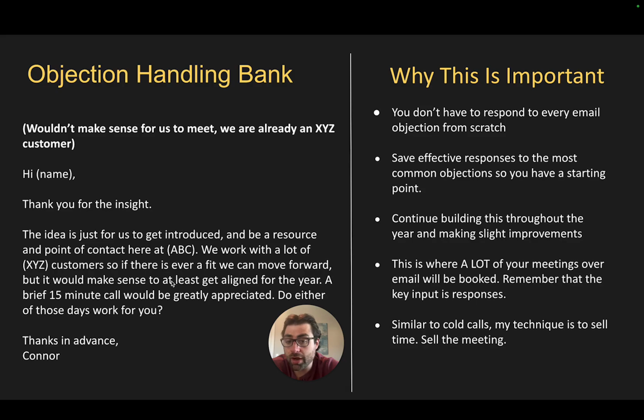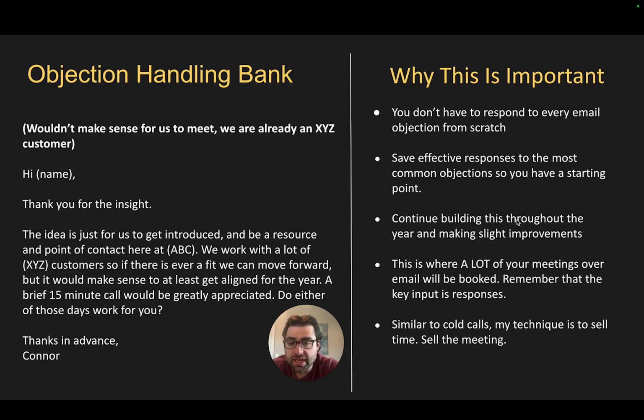Sometimes it can work out of the box, or you can make slight edits depending on what you know about the specific prospect, what they said, where they work, and tweak it to make it a little more targeted and effective. But this is a really good way to be more efficient and save yourself a lot of time. Why this is important is you don't have to respond to every email objection from scratch. You can save the effective responses to the most common objections, so you have a starting point each time.